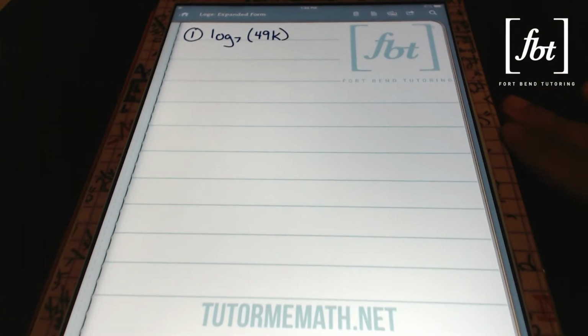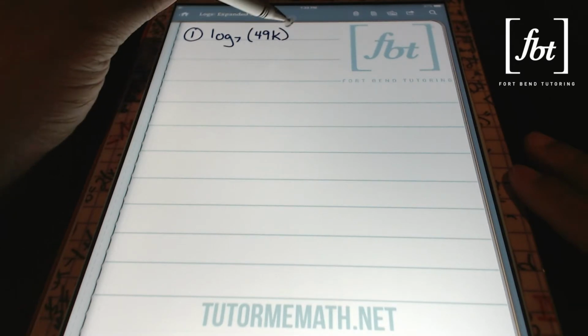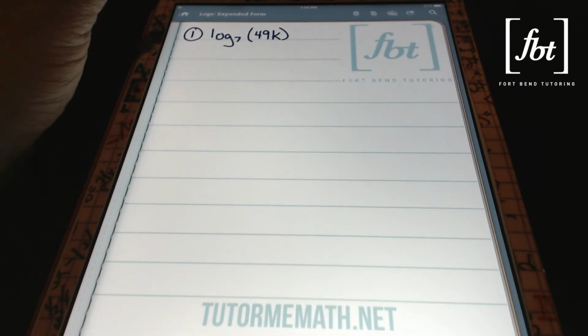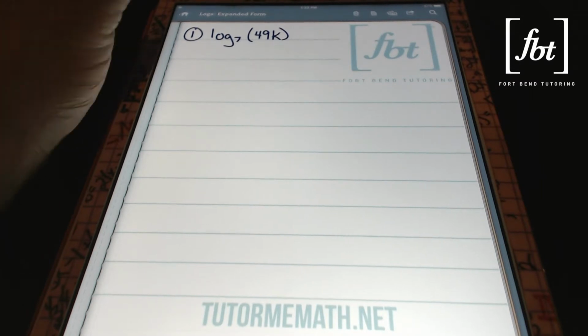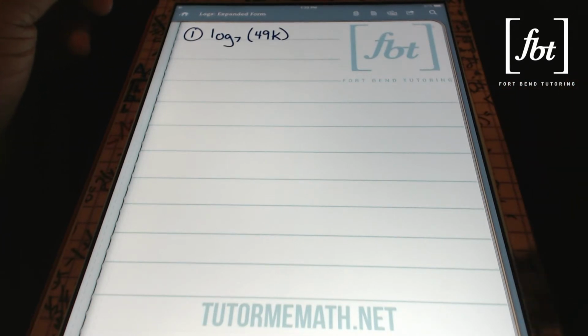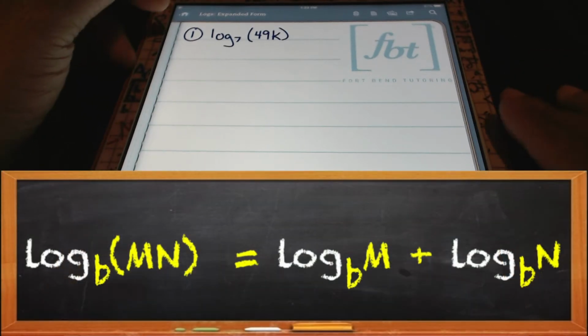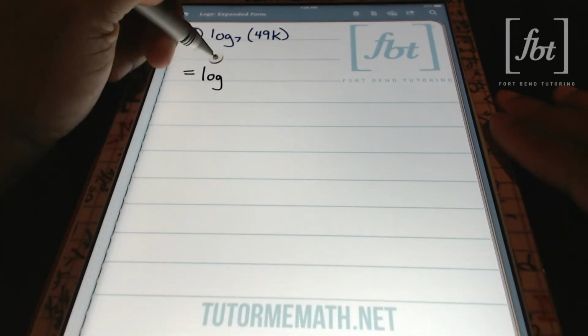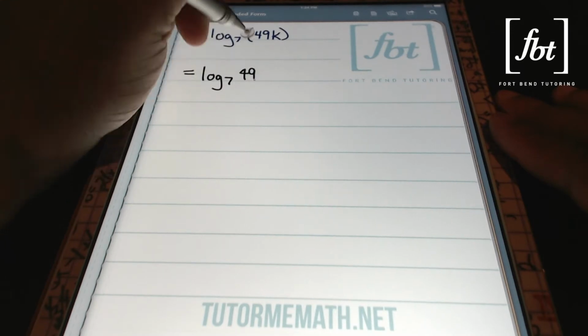In problem number one, we have the log base 7 of 49k. Ideally, what you would like to start off with is what operation is going on overall, especially within the parentheses here. You should notice that what's going on overall is multiplication. In fact, 49, that coefficient in front of the variable k, is multiplying on k. So you have 49 times k inside of the parentheses. Because these things are multiplying, we can utilize the product rule in order to rewrite the expression. Utilizing the same logarithmic base, we can expand this by showing that it's log base 7 of 49 plus log base 7 of k.